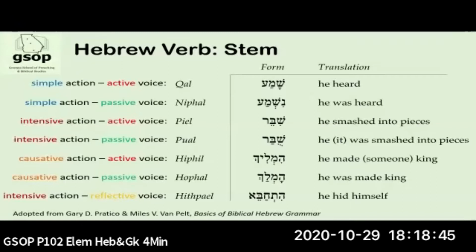So in the qal, the simple form of the verb, here we have the word shama, meaning he heard. Well, this is a simple action and active voice. He heard. And in the nifal, if we take the same word from shama and we put a prefix to it and modify appropriately the vowel pointers, you get nishma, he was heard. And it's also simple action, but now it's in a passive voice.